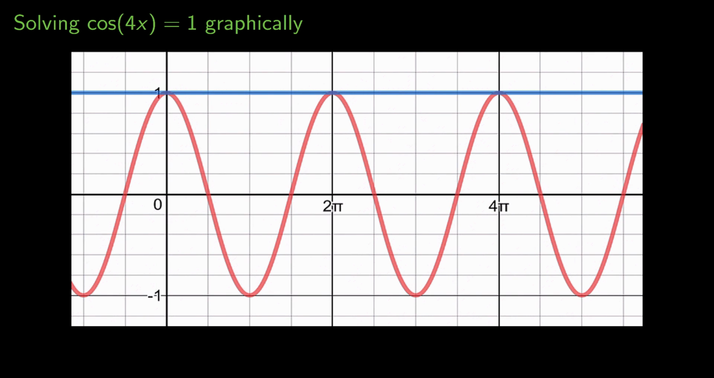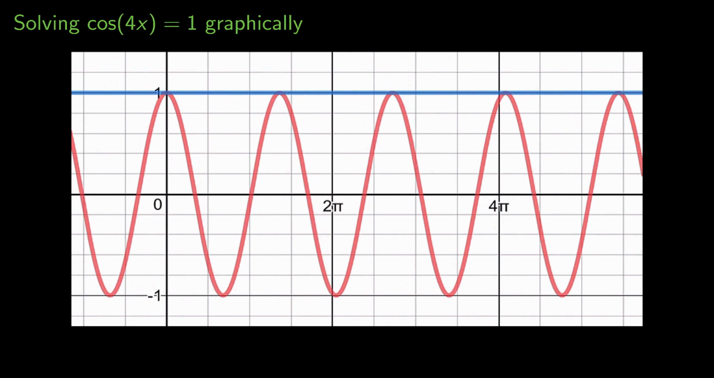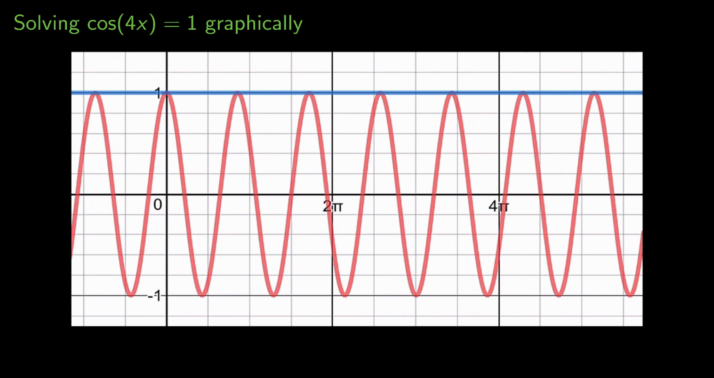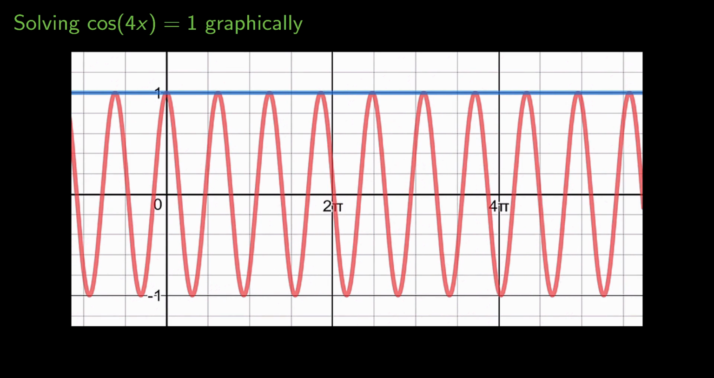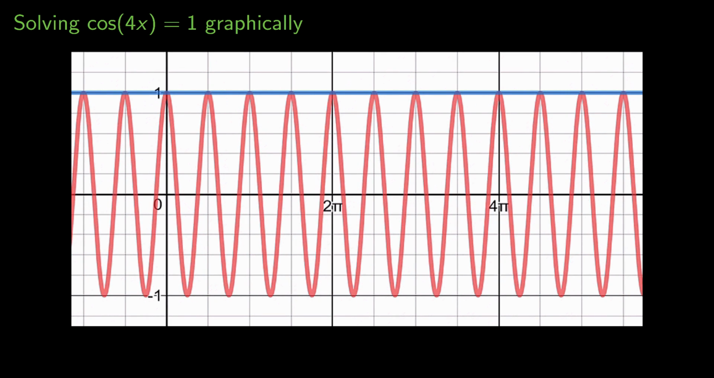Well, when I want to solve cos of 4x equals 1, that 4 represents a horizontal compression. Okay, that's going to make this sinusoidal graph oscillate more quickly. In fact, 4 times more quickly. And so notice how there are actually going to be 4 times as many solutions. The solutions are actually going to occur more frequently.